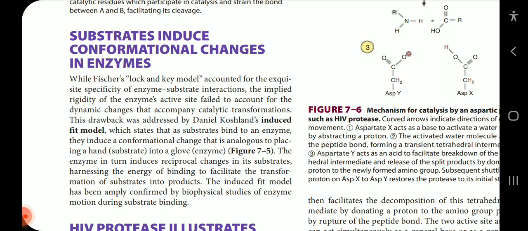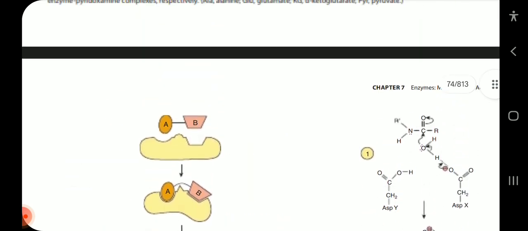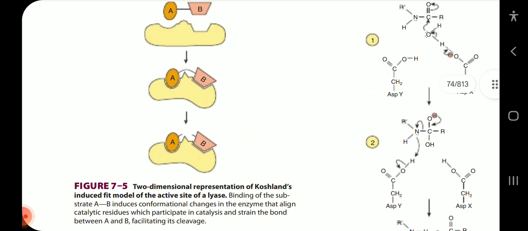of substrate into products. The induced fit model has been amply confirmed by biophysical studies of enzyme motion during substrate binding. So, a two-dimensional representation of Koshland's induced fit model of the active site of a lyase can be seen. Binding of the substrate AB induces conformational changes in the enzyme that align catalytic residues which participate in catalysis and strain the bond between A and B, facilitating its cleavage.